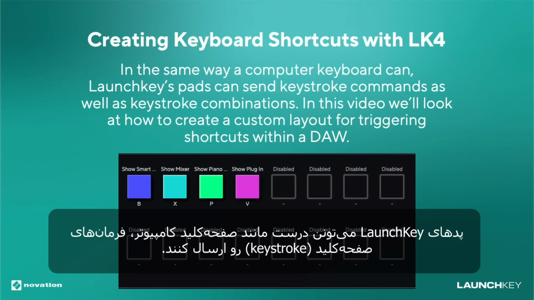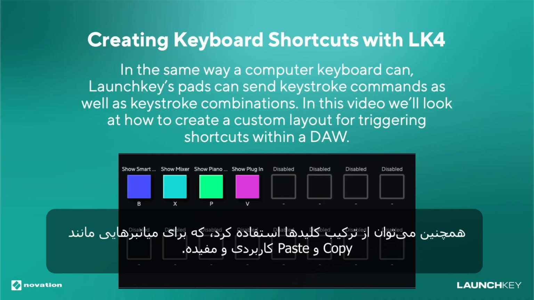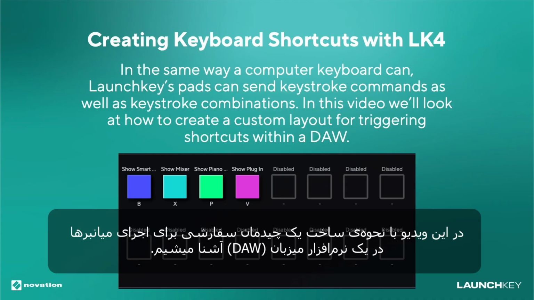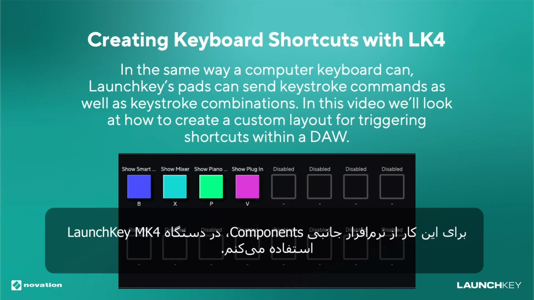In the same way a computer keyboard can, Launchkey's pads can send keystroke commands, as well as keystroke combinations, which is useful for shortcuts such as copy and paste. In this video, we'll look at how to create a custom layout for triggering shortcuts within a DAW. To do this, I'll be using Components, the companion software for Launchkey MK4.